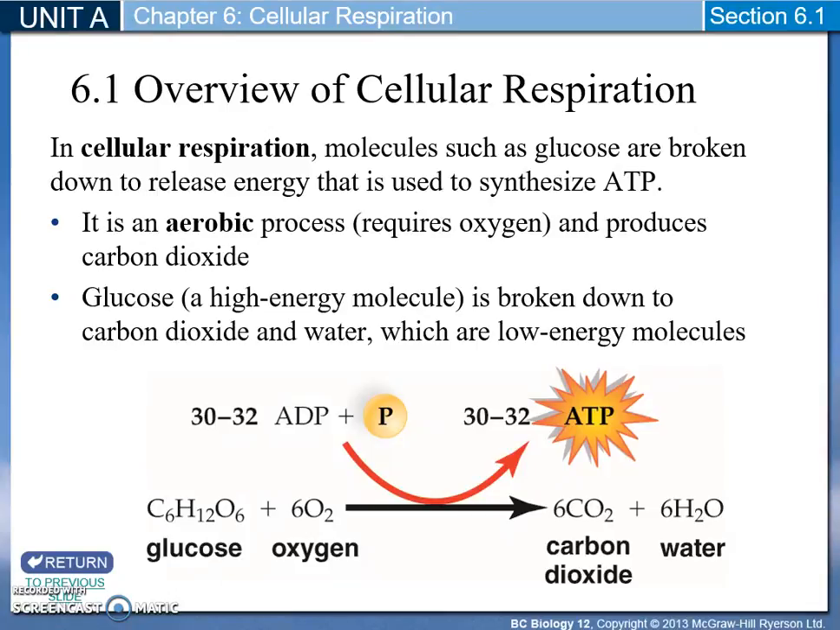This is an aerobic process, meaning that it requires oxygen, and it also produces carbon dioxide. So glucose is a high energy molecule, and it's broken down to carbon dioxide and water, which are low energy molecules. And you can see a brief summary of the reaction here. So it produces ATP and carbon dioxide and water.